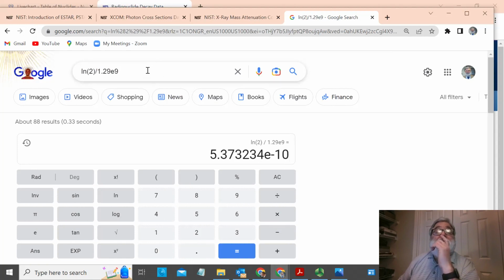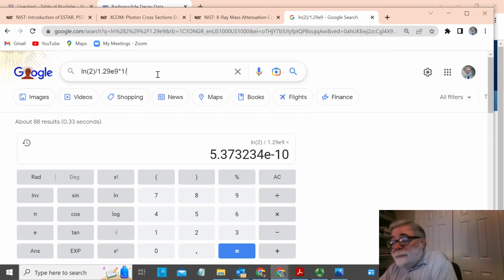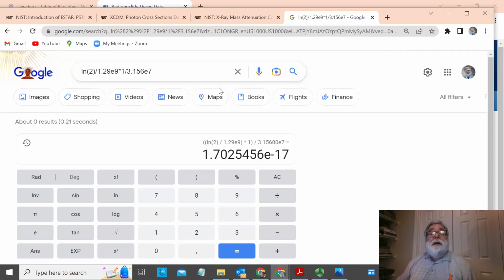Now, I want to convert that to per second, because that's what we want. So I want to put 1 year is how many seconds. So I'm going to say times 1 year divided by how many seconds are in a year: 3.156 E7. That's just a number I happen to remember. It's approximately pi times 10 to the 7th seconds in a year. Okay? So I end up with 1.7 times 10 to the minus 17.